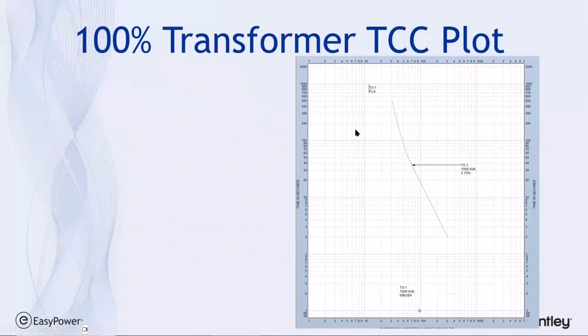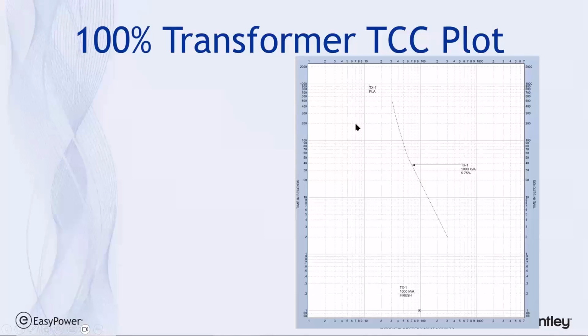So here's how it looks. If we plot the transformer damage curve on a TCC, or the TCC plot, we see this line, which is referred to as the 100% damage curve of this particular size and impedance transformer. The tick mark at the top shows us the full loaded current, and based upon what voltage we're referencing, which I don't have shown on the bottom of the screen, this could be the primary current or this could be the secondary current.